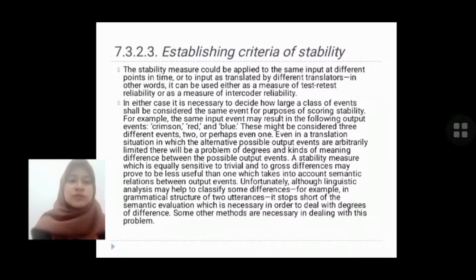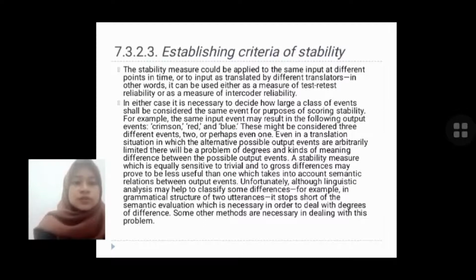For example, the same input event may result in the following output events: crimson, red, and blue. This might be considered three different events, two, or perhaps even one, even in a translation situation in which the alternative possible output events are arbitrarily limited. A measure which is equally sensitive to trivial and to gross differences in meaning may prove to be less useful than one which takes into account semantic relations between output events.